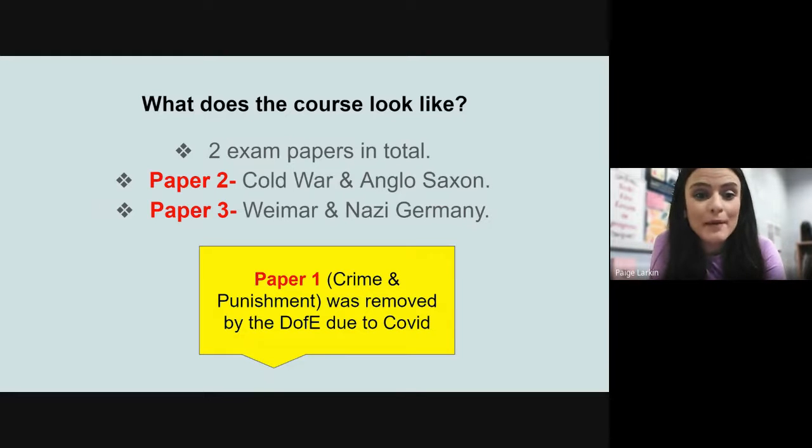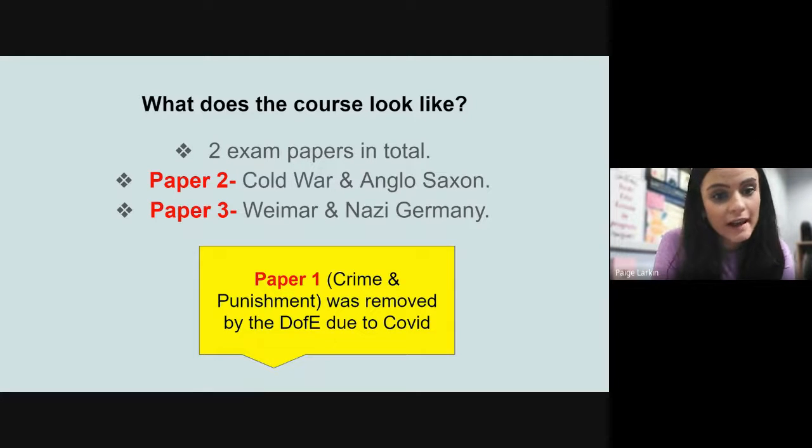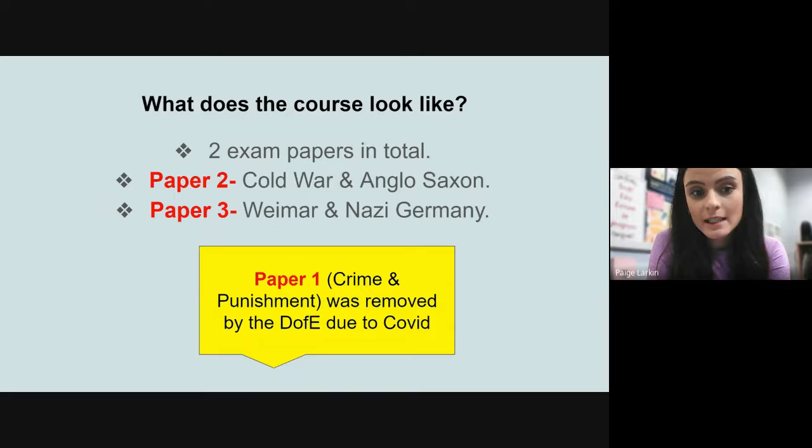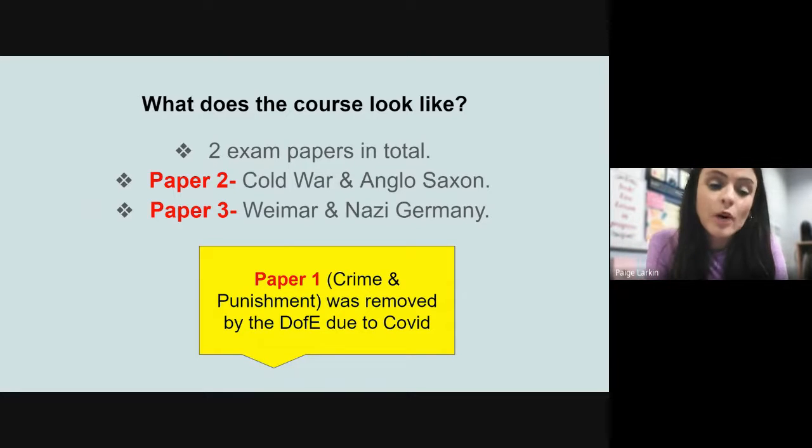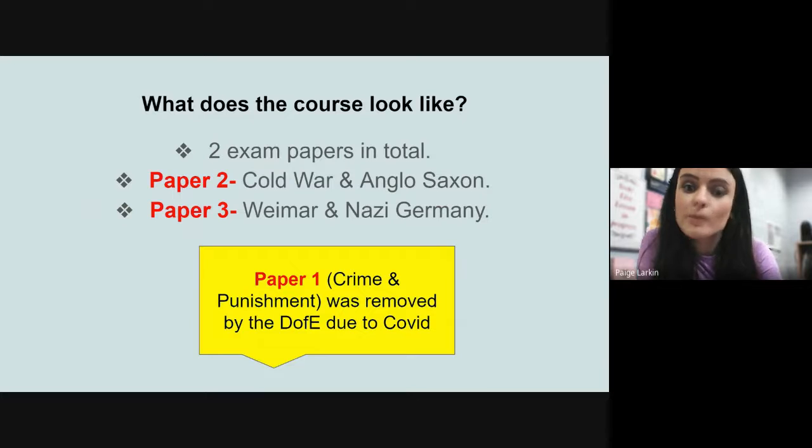Now, there is normally a paper 1 in a normal GCSE year, but obviously due to COVID, the Department of Education has decided that paper 1 is to be removed. So therefore, there is no paper 1 unit. Luckily for us, we only taught a small section of it anyway, so we didn't really waste any time. So we were in quite a good position as a school to take on this change from the Department of Education.